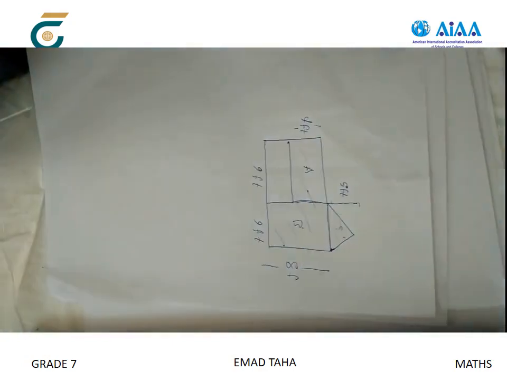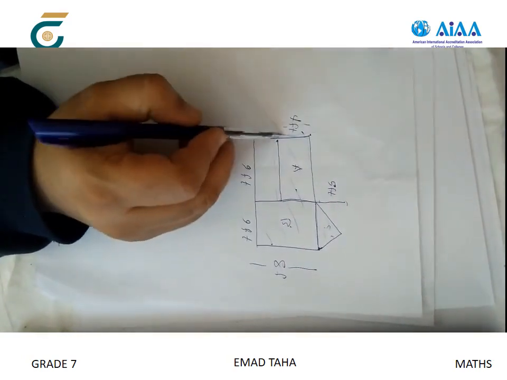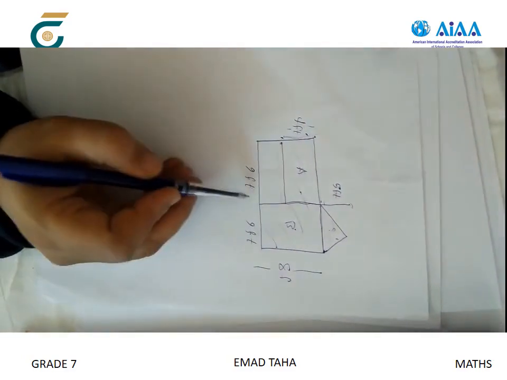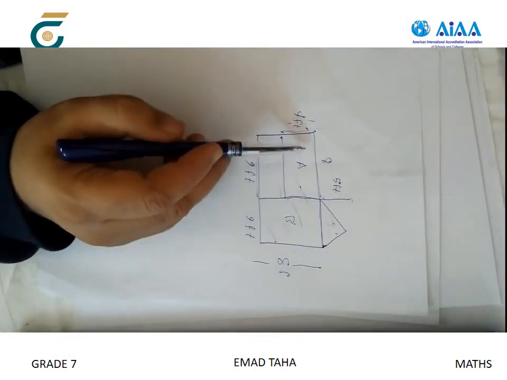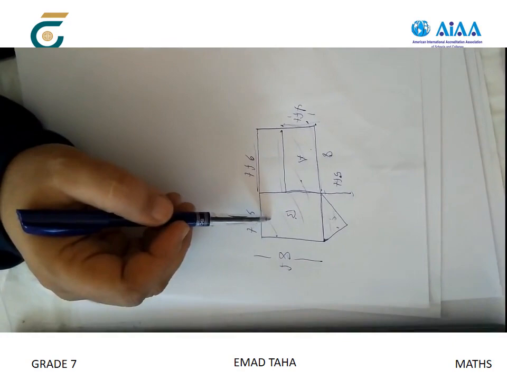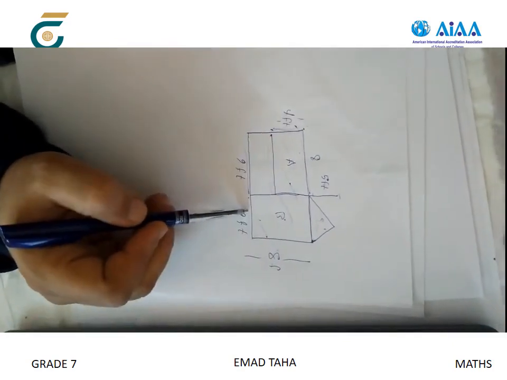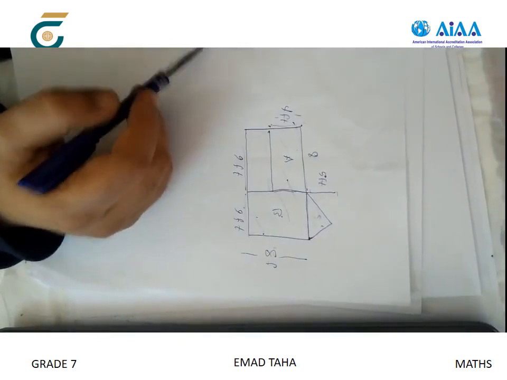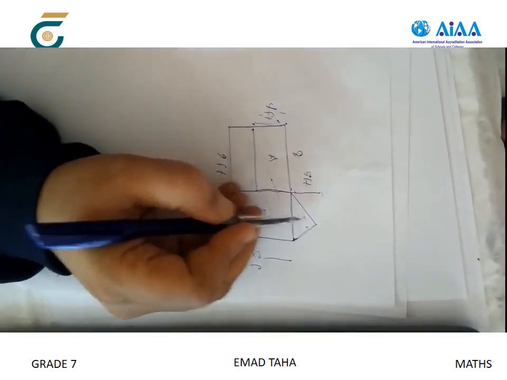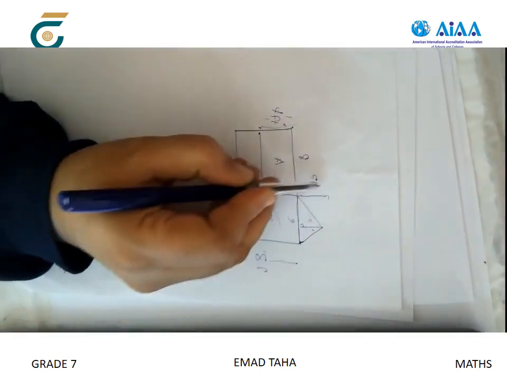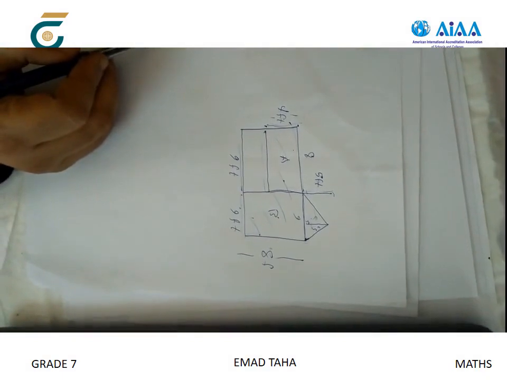Part A here is a rectangle, its length is 4 and what is its width? Here is 9, so it's 9. Now we know the dimensions of part A. Look at part B, 8 and 9, so we have the dimensions. Look here at the triangle. This is 9, so it equals 9. This is the base, and the height here equals 5. Now we can find the area of the three parts.